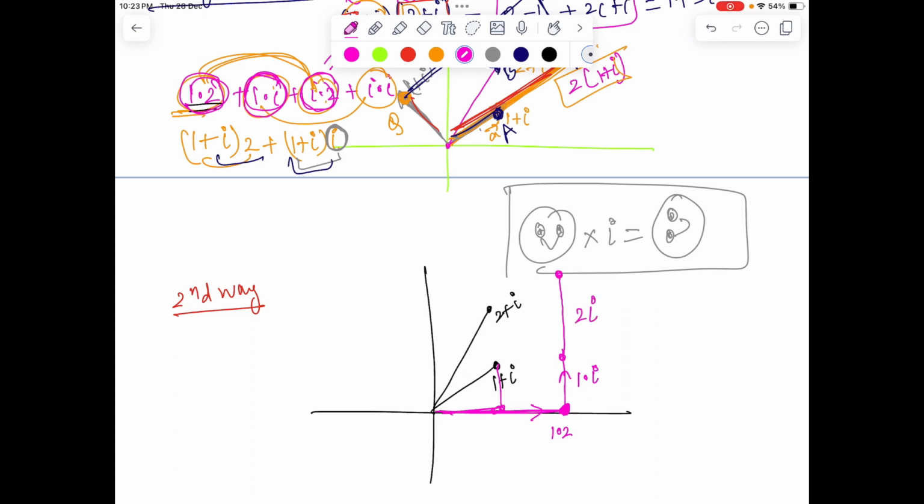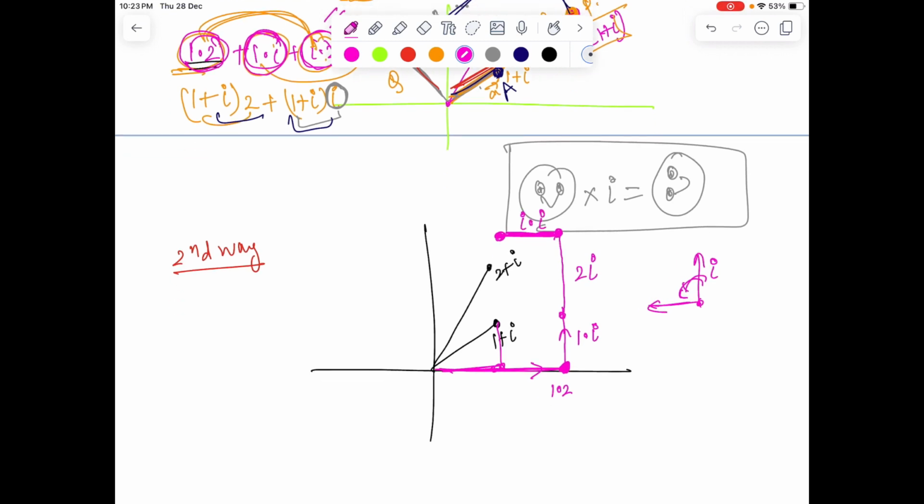And then it's i into i. So i into i is minus 1, so we are moving back. Because i is in this direction and we multiply by i, it is actually rotating it by 90 degrees anti-clockwise. So we are moving back by a unit of i into i. So finally we'll end somewhere at this place. This diagram is not to scale, but this is the final answer.